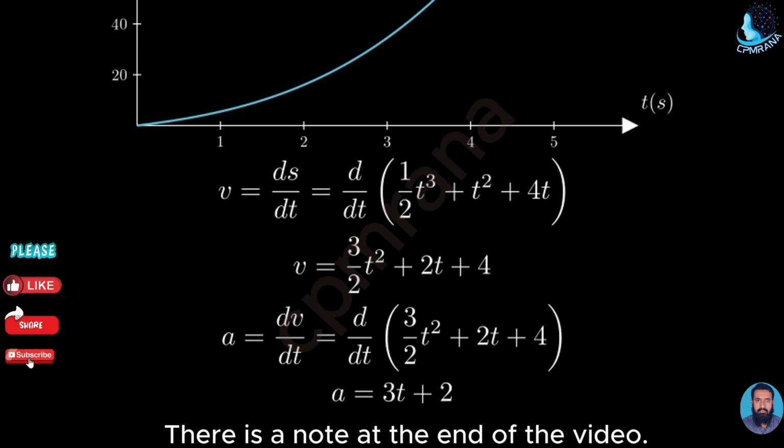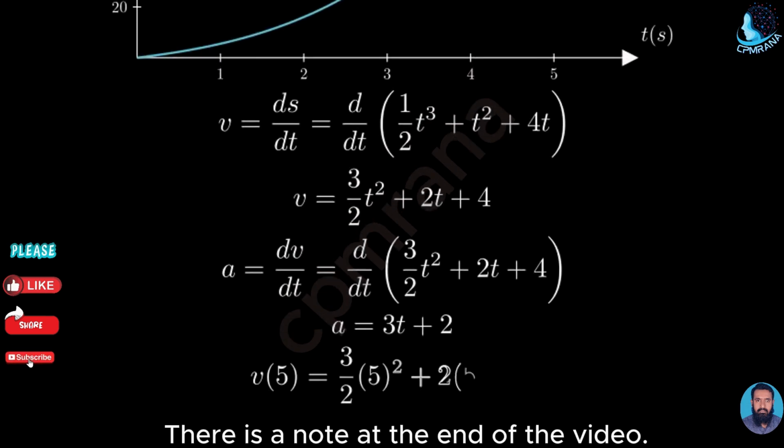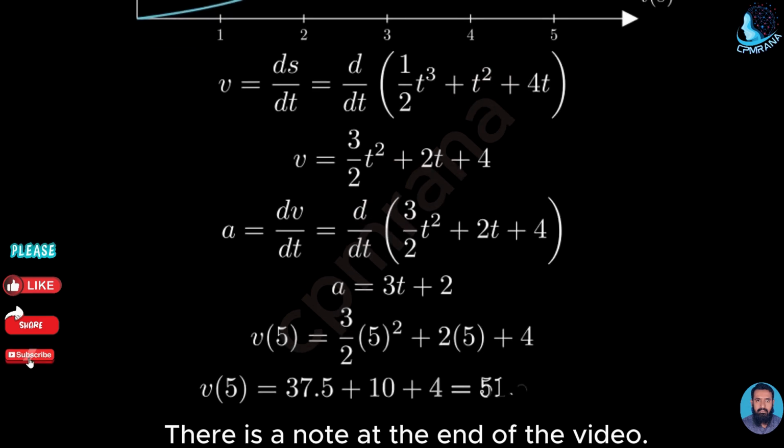Now let's find the values at t equals 5 seconds. For velocity, we plug in t equals 5 into our velocity equation. This gives us 3/2 times 25 plus 2 times 5 plus 4. Computing this, 37.5 plus 10 plus 4 equals 51.5 meters per second.